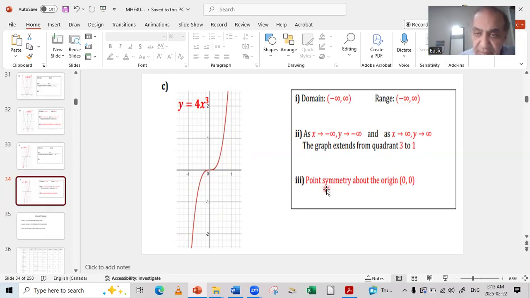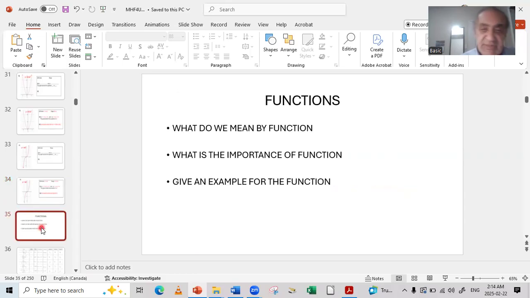Where is the symmetry? Around the origin here, this point (0, 0). We find the symmetry at the point (0, 0), because this point divides the figure into two similar shapes.